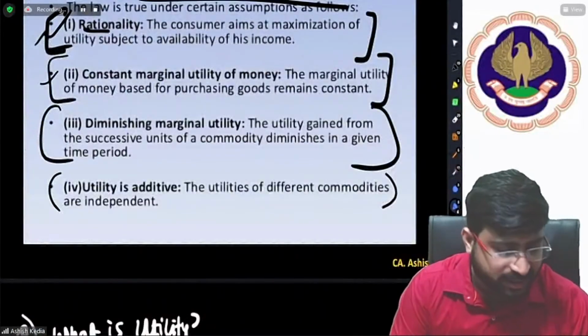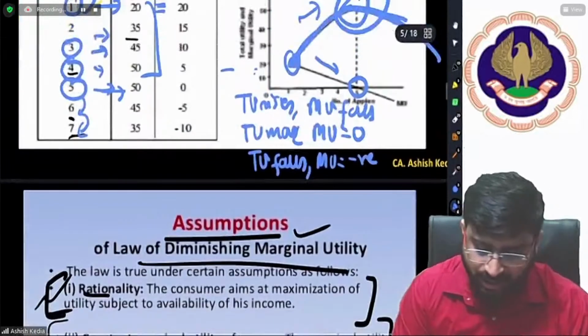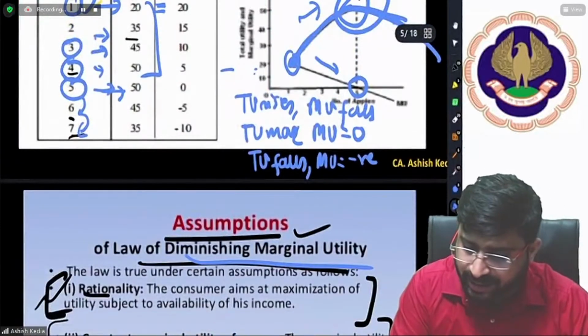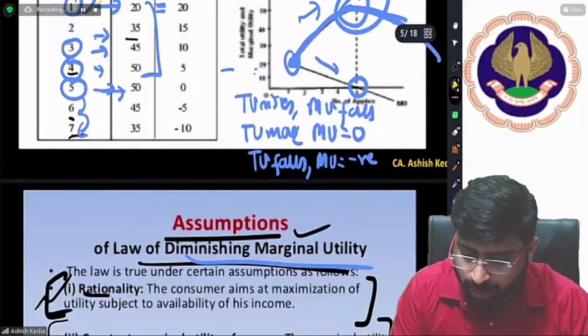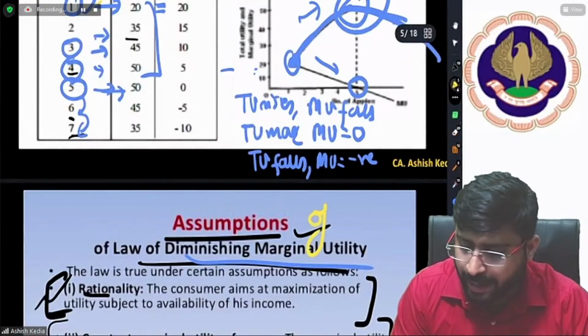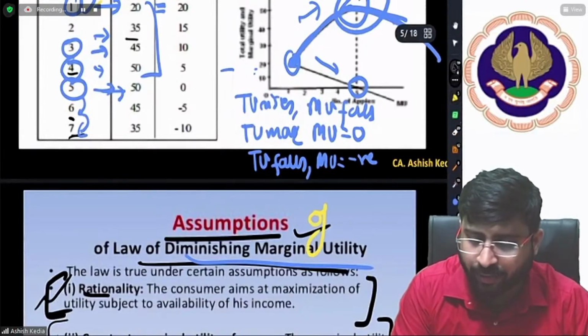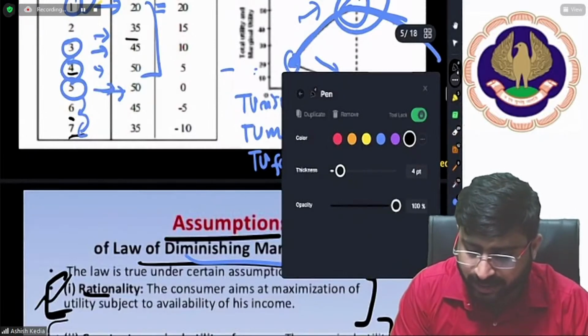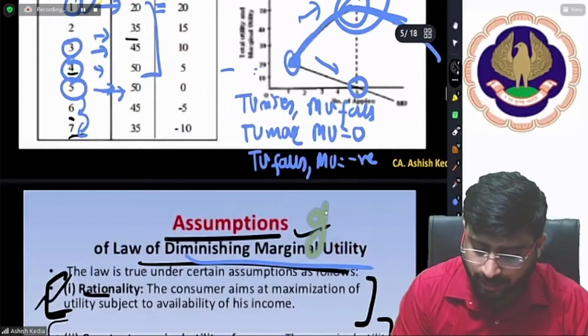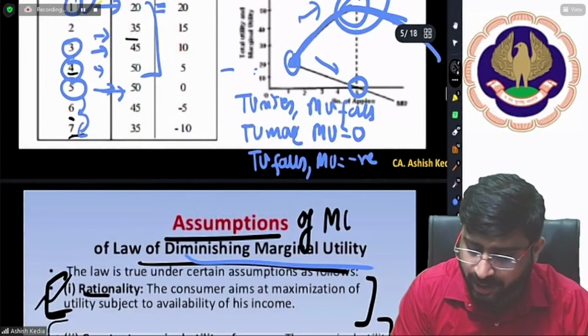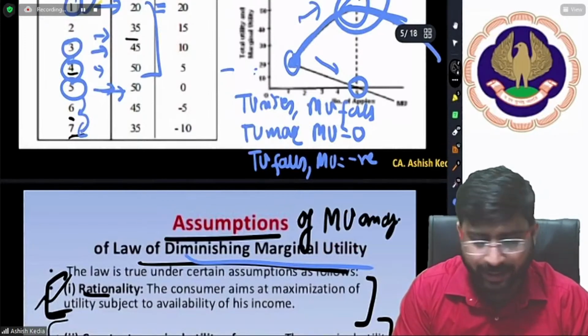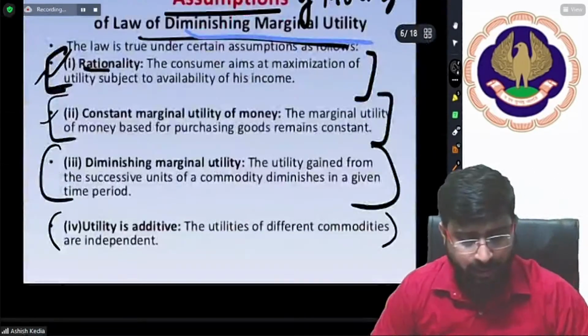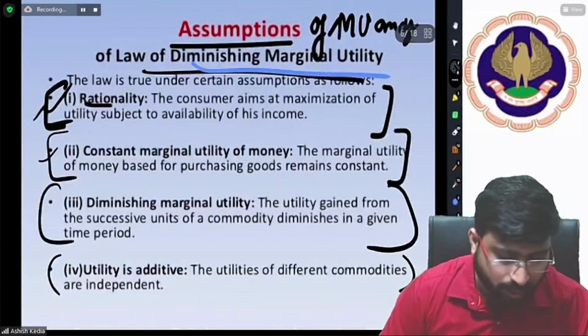Okay. Now there are some assumptions of marginal utility analysis. These assumptions you will have to remember. Please remember the assumptions very carefully. Okay. Are we ready? Yes, sir, we are ready. So number one assumption is absolutely correct.